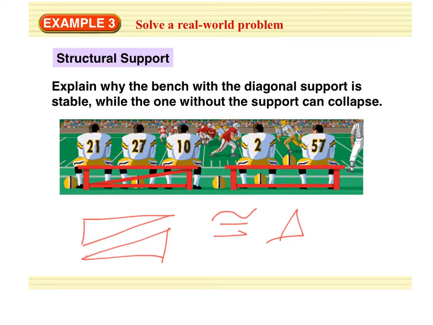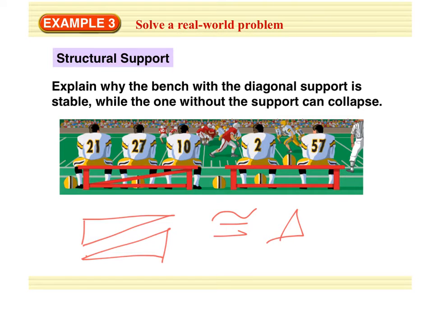So that is the entire lesson. All you need to do is show that all 3 sides are congruent. If you can show that all 3 sides are congruent, that makes the 2 triangles congruent.